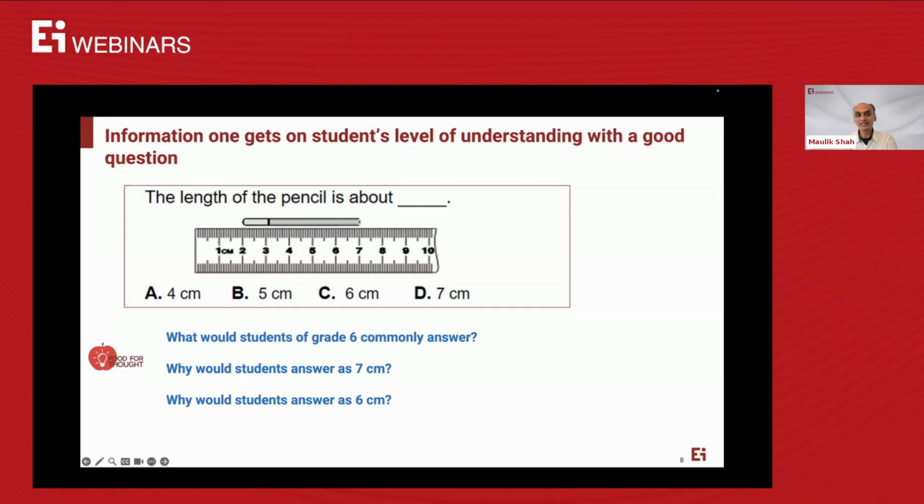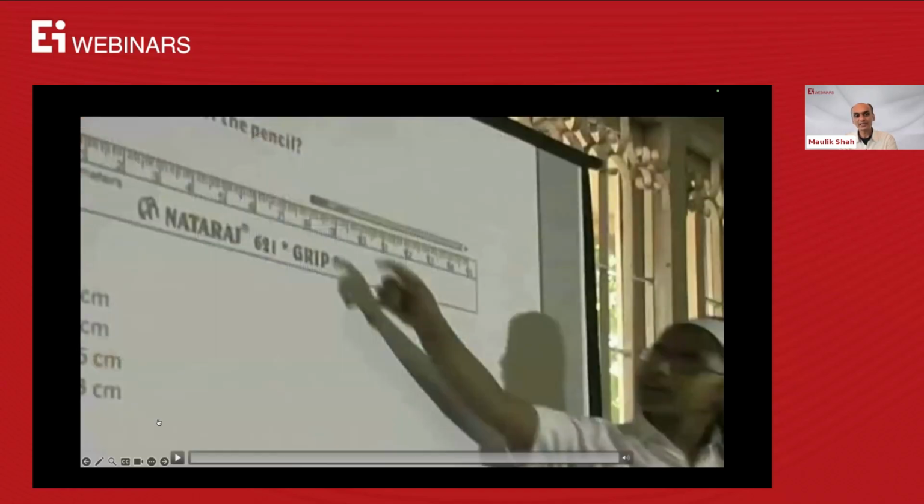Why would students answer as 6 centimeter? Any guess? Are these students answering this in a hurry and hence making a careless mistake? Often when we bring this data to educators like you, we find that is what they feel. But that's not the case. Let's see what exactly happens.